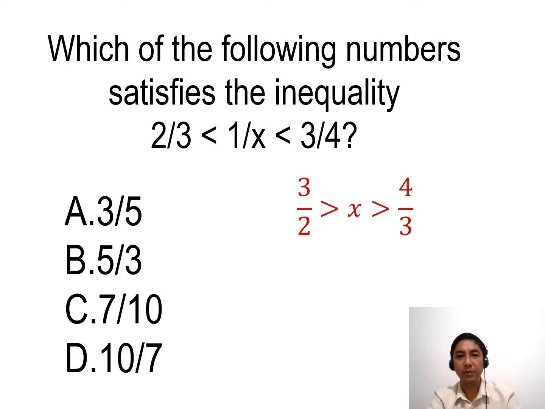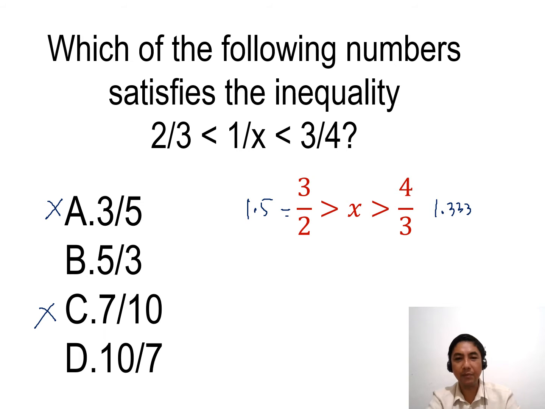Okay? So, yon. Now, 3 over 2 is equivalent to 1.5. Ito naman, ang equivalent nito is 1.3333, or say 1 and 1/3. So definitely, yung 3/5 wala na yan kasi less than 1 yan. Yung letter C wala na din because that is less than 1. So ang kailangan na lang natin is 5 over 3.